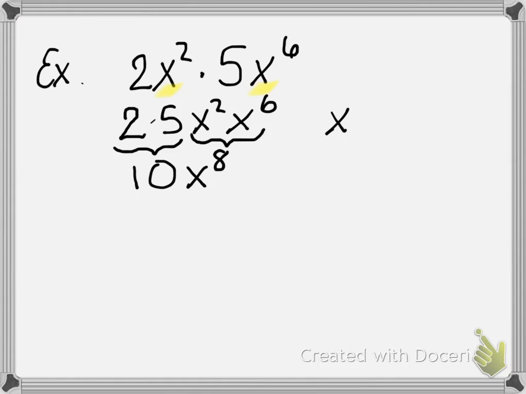If I wasn't sure, I could write it out. X squared looks like that. X to the 6th looks like this. So altogether I have 8 of them.